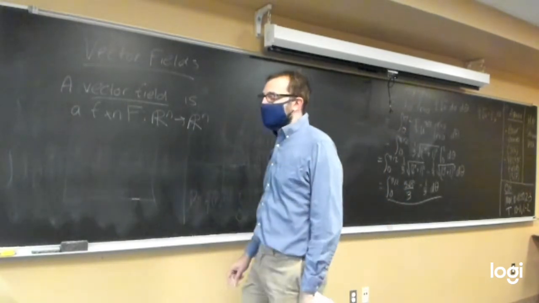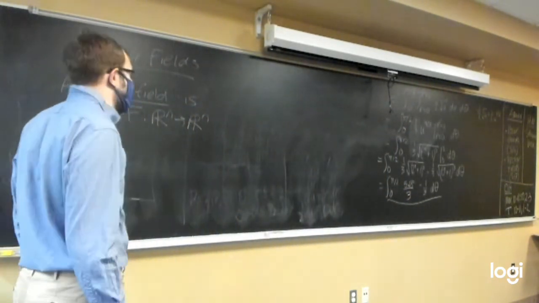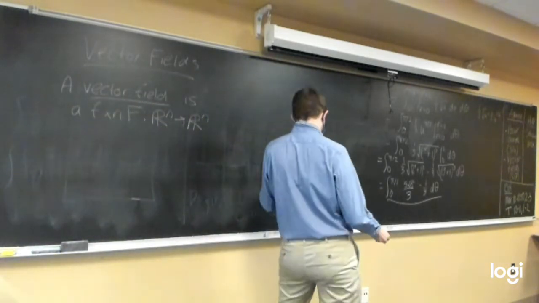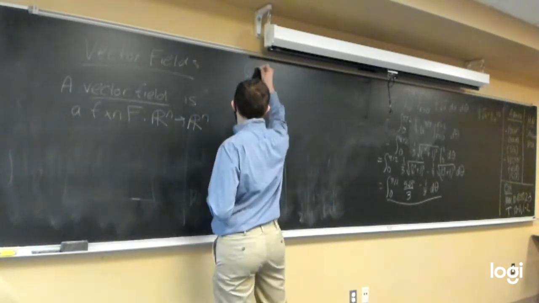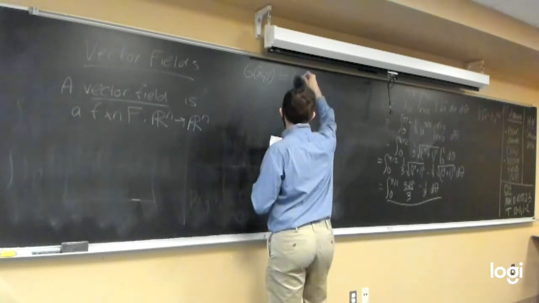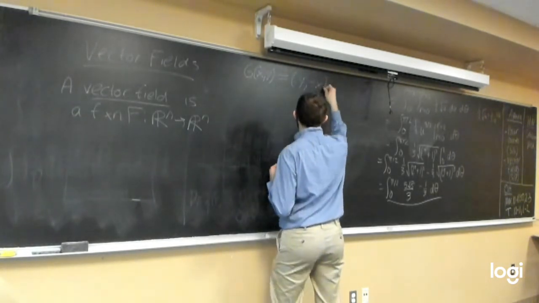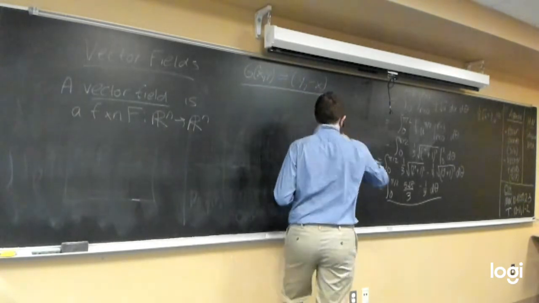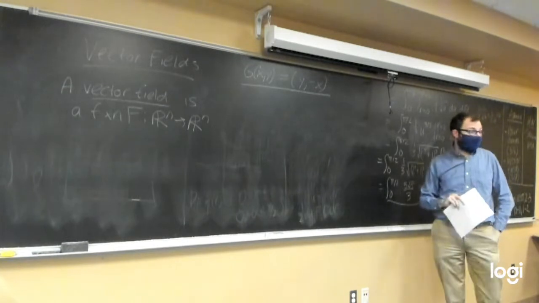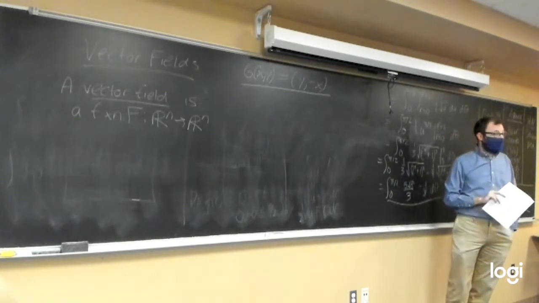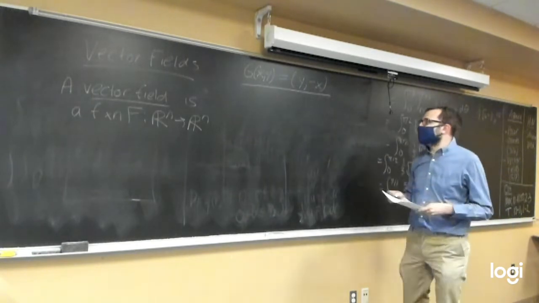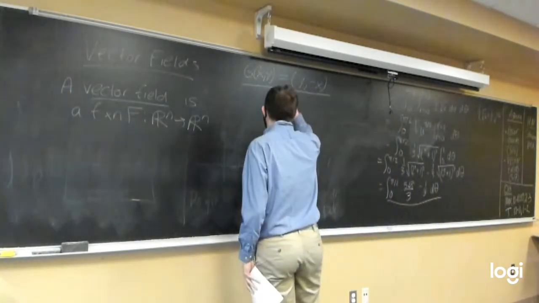We're going to be focusing mainly on R2 to R2 and R3 to R3. And so, the example I want to look at, to start things off, is going to be the function g of xy is equal to y comma negative x, which is a function that's going to take in vectors in R2, and it's going to spit back out vectors in R2. And our goal is going to be to graph what does this look like.